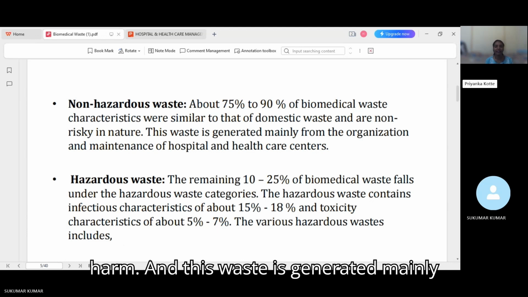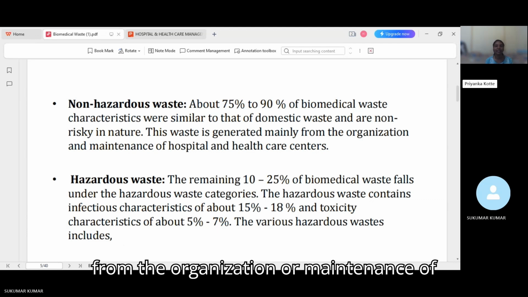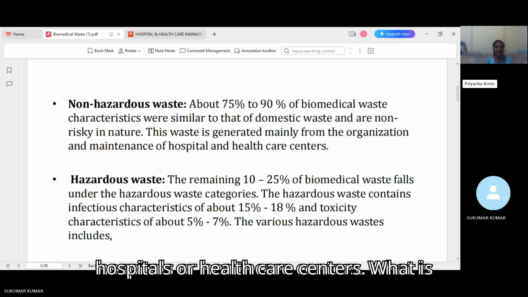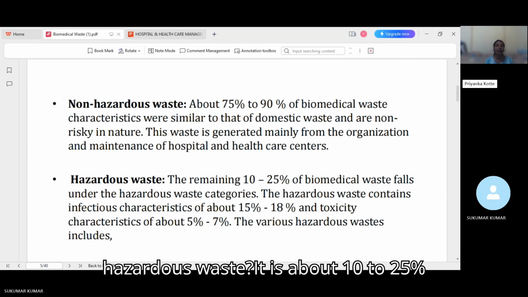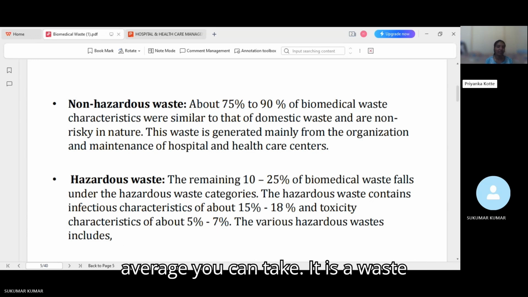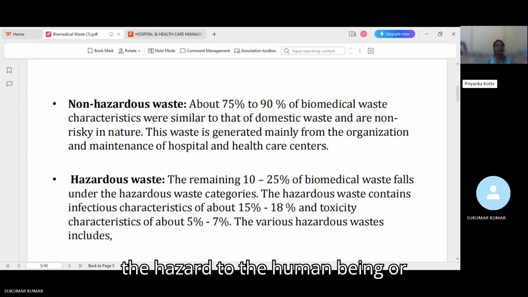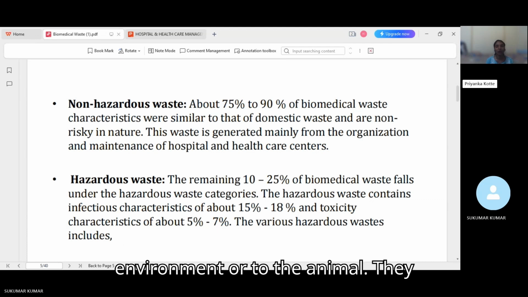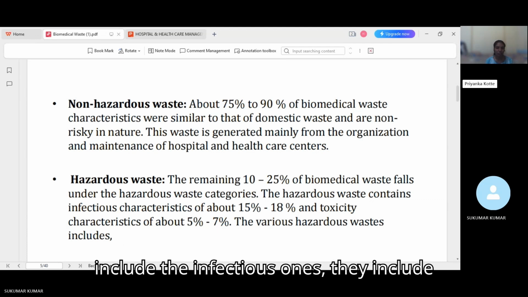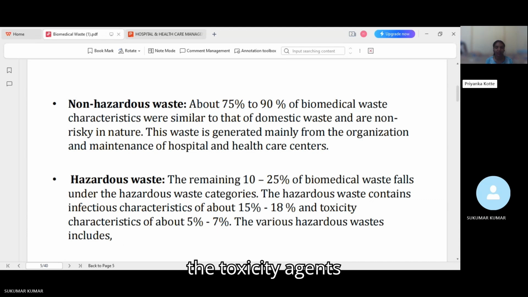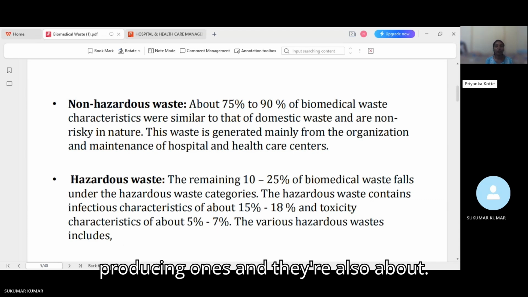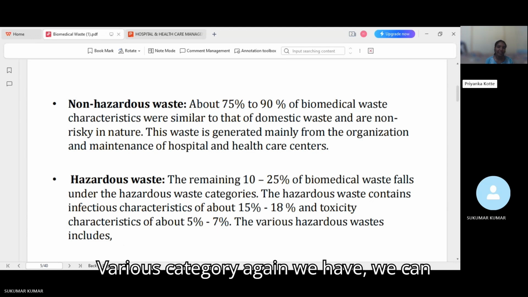And this waste is generated mainly from the organization or maintenance of hospitals or healthcare centers. What is hazardous waste? It is about 10 to 25% on average. It is a waste that falls under the hazardous category because it causes hazard to human beings, the environment, or animals. They include infectious ones, toxic agent-producing ones, and various other categories.